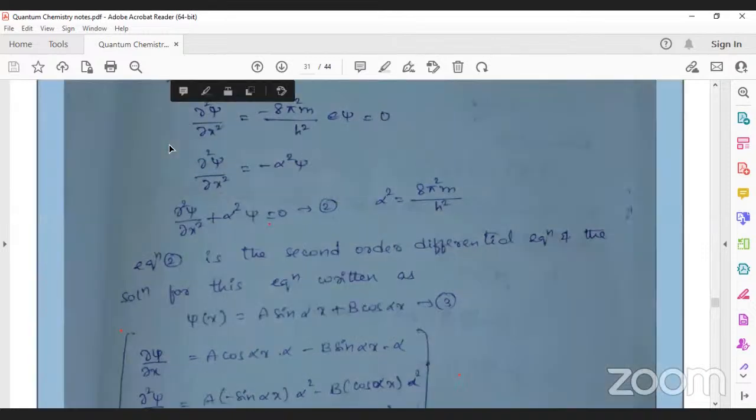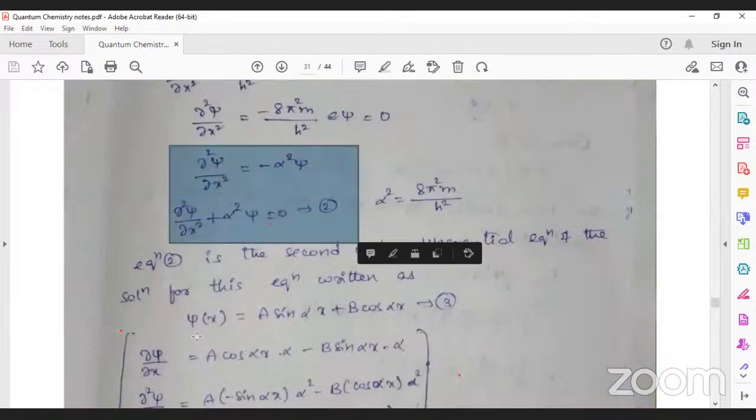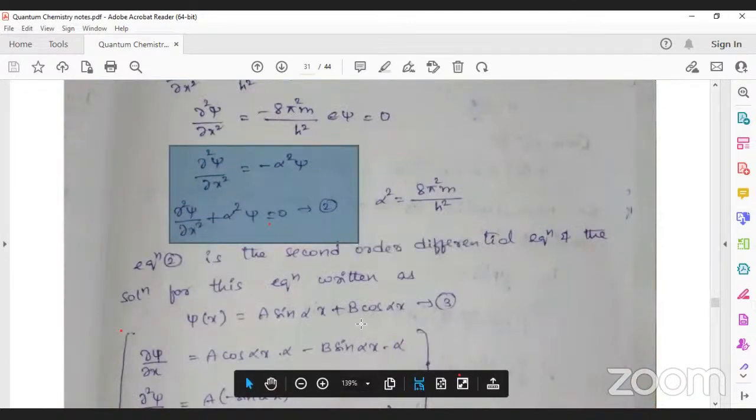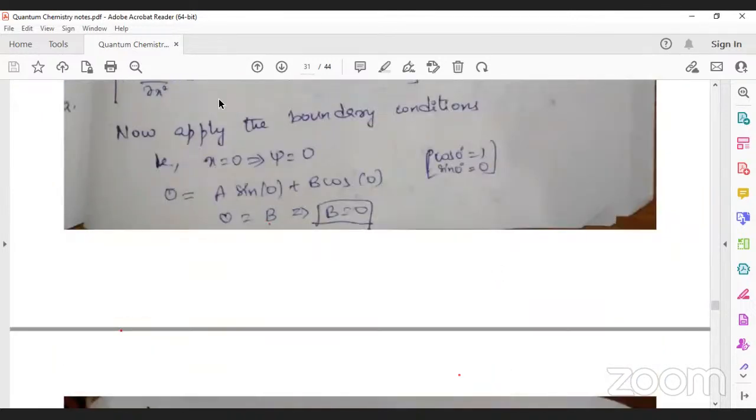So therefore, we use ψ(x) is equal to A sin αx plus B cos αx as the solution for this second order differential equation. When we have the solution, we are going to apply the boundary conditions. What are the boundary conditions? These two are the boundary conditions. The particle will be moving along the x direction. One is x is equal to 0 and the other is x is equal to a.